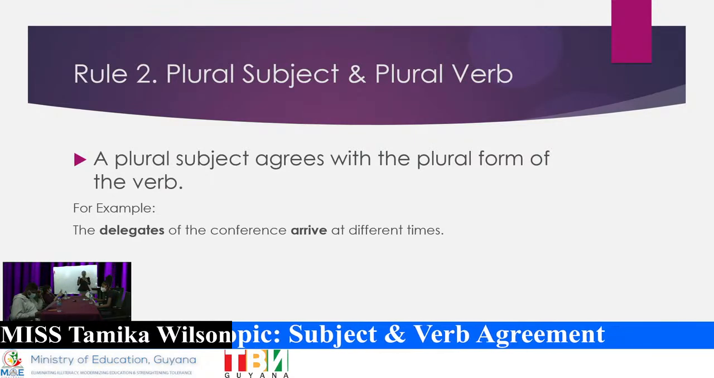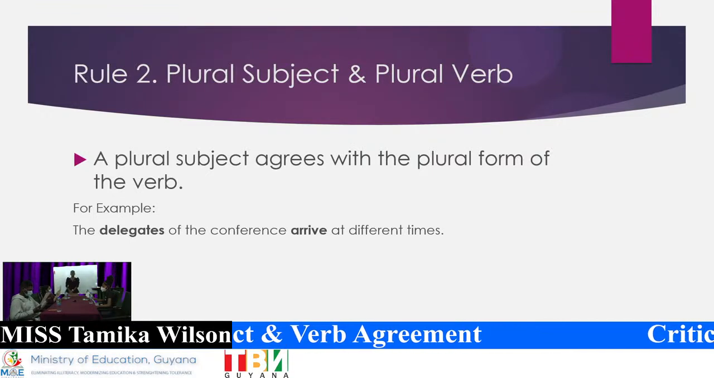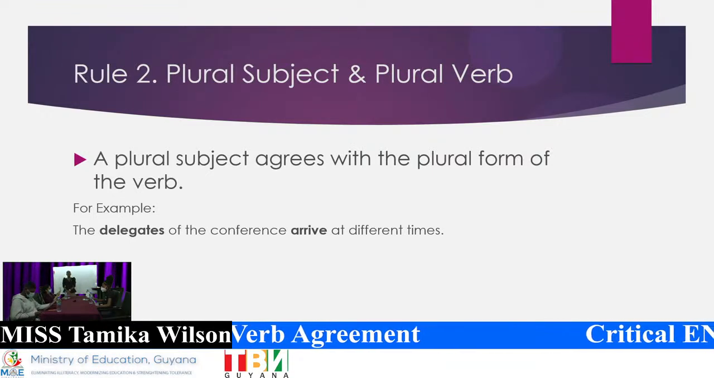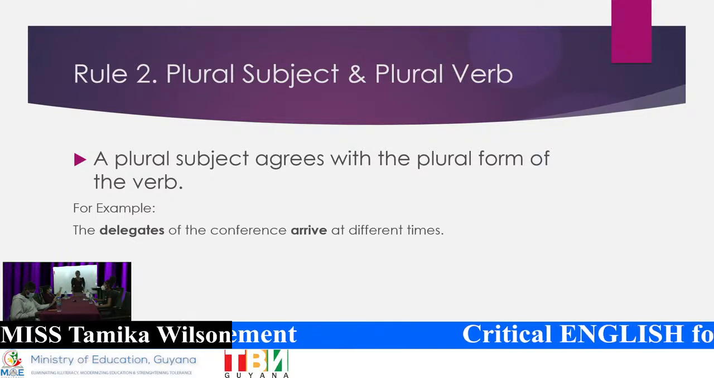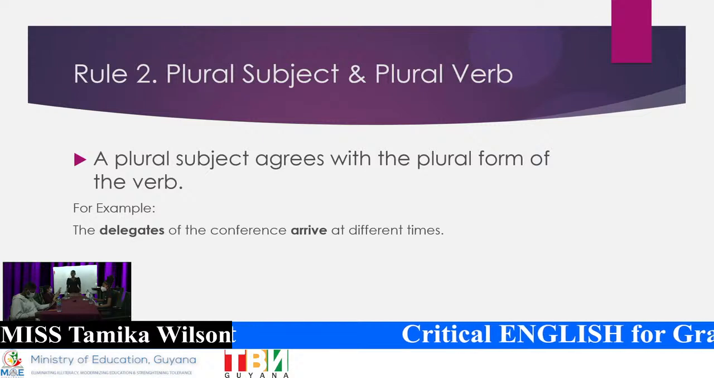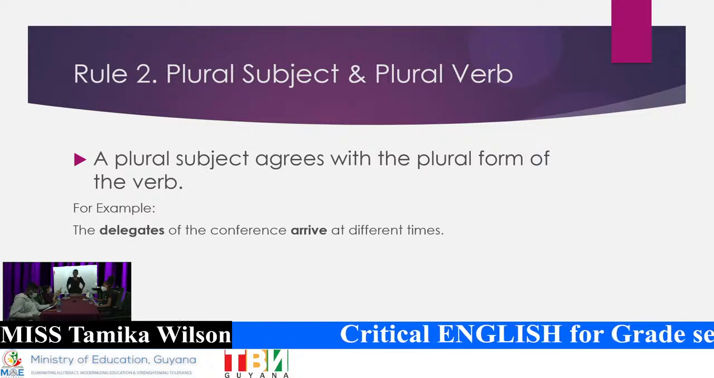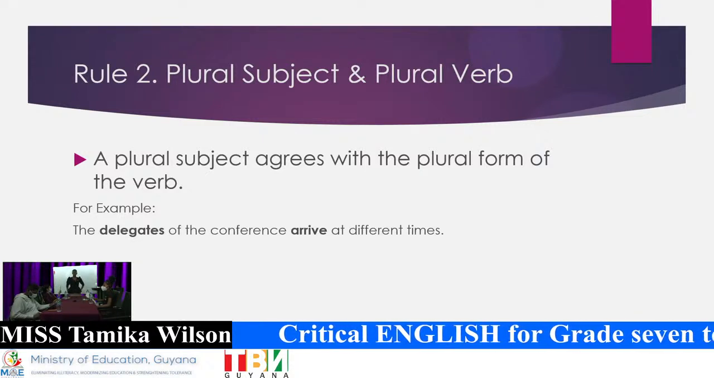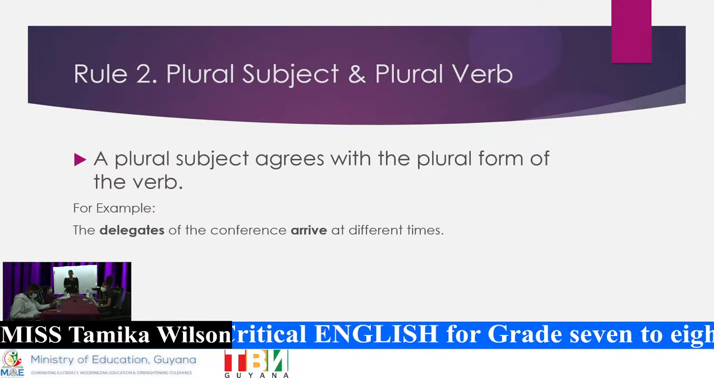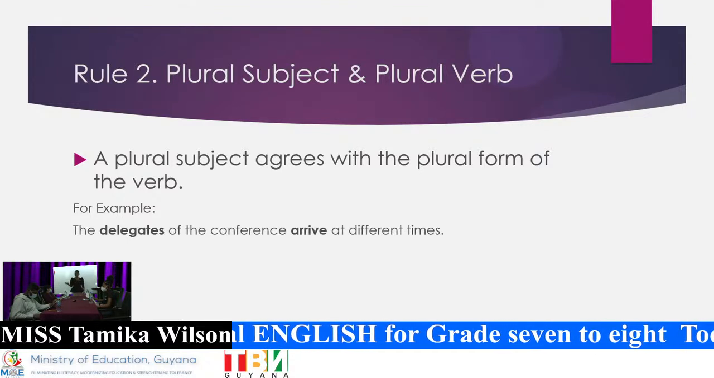What's the rule? We're looking at the rule first, and then we go to the example. When we have two or more subjects joined by and, we use the plural verb. No, Akila, you're going ahead of us. We're at rule 2. The plural subject agrees with the plural form of the verb. Okay, so a plural subject must agree with the plural form of the verb.